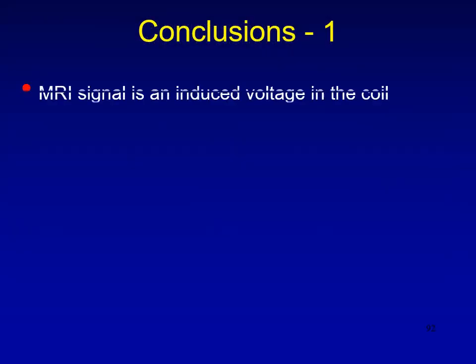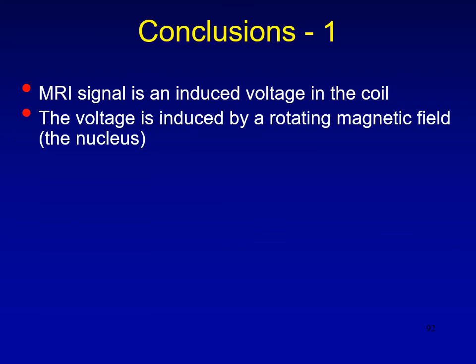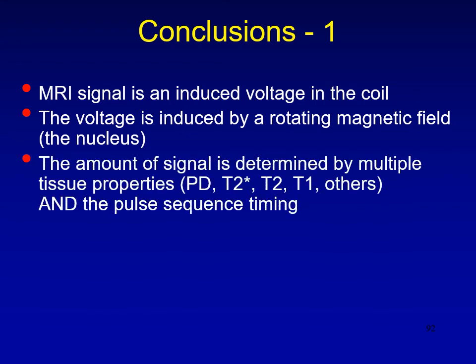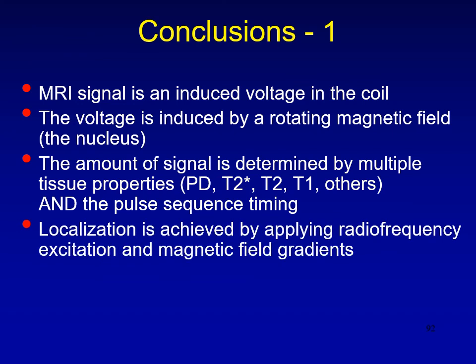So to conclude, MRI signal is an induced voltage in the coil. The voltage is induced by a rotating magnetic field. In the examples we use today, it's the hydrogen nucleus. The amount of signal is determined by multiple tissue properties, including proton density, T2 star, T2, T1, other things we didn't discuss, and the pulse sequence timing. Localization is achieved by applying radio frequency excitation pulses and magnetic field gradients.